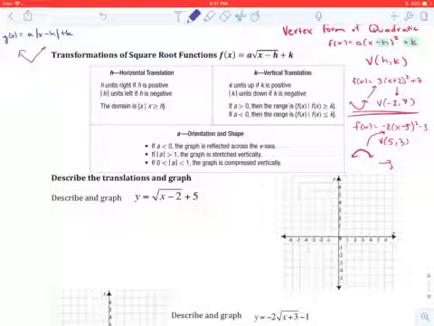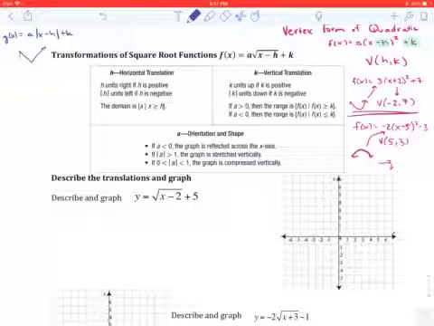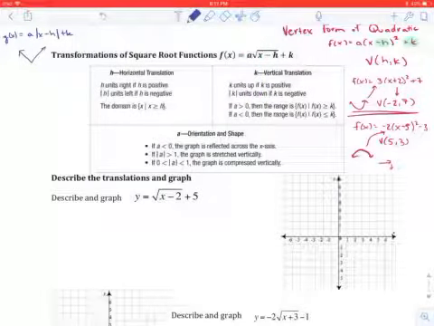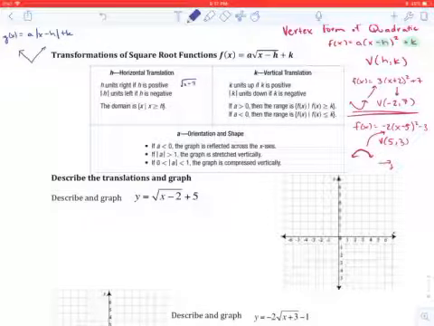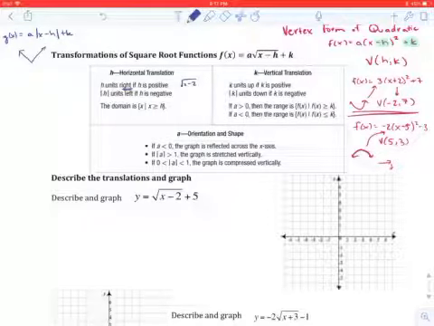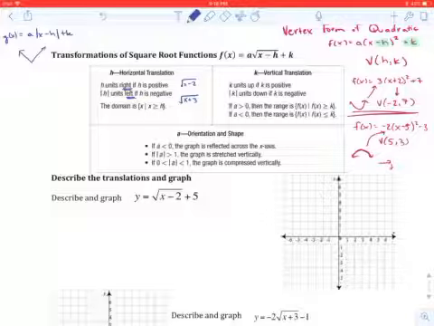We also talked about how a tells about the stretch. The bigger it is, the taller, the more stretched it seems, versus if it's closer to a fraction, that would be wider. Similar situation here, a horizontal translation. Notice it says h units right if h is positive. Again, it's looking at x minus h. So square root of x minus 2 is going to be right 2. For x plus 3, it's going to be left 3. We're still going to move it left absolute value of h, so 3 units.